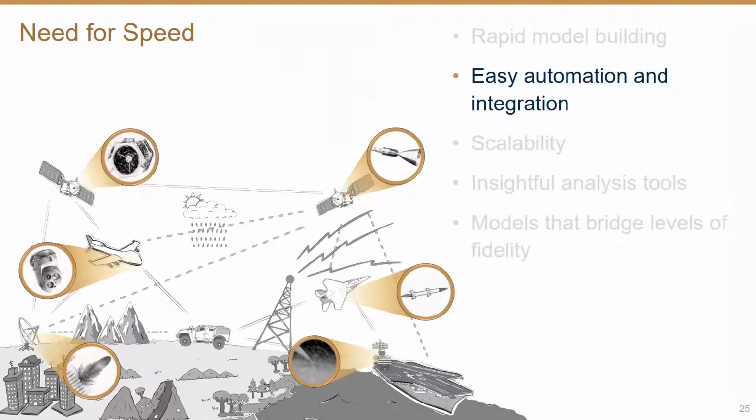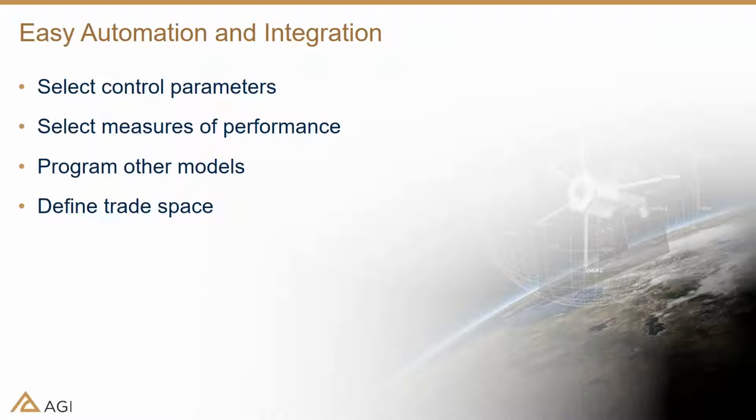Now we'd like to move on, since we have our model constructed, and actually set up the trade study. And that's going to take advantage of the second key factor, which is ensuring that the platform that we're using has easy and accessible automation and integration interfaces. So what we're going to be doing here is, for the model that we just constructed, selecting the specific control parameters that are going to be the parameters of variation during our trade study, identify the measures of mission performance that we'll use to evaluate the performance of the system, and when necessary, program other models. So in our case, the only thing that we need to program is the cost model.